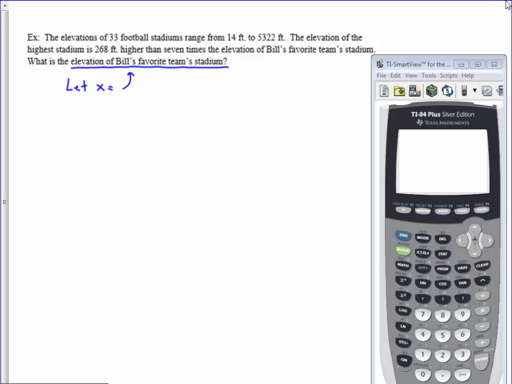It said that the elevation of the highest stadium, which we know to be 5,322 feet, is a fancy word for equals, 268 foot higher. Higher indicates we're going to add. Then 7 times the elevation of Bill's favorite team stadium. 7 would then be multiplied by the value x that we let be the elevation of Bill's favorite team.